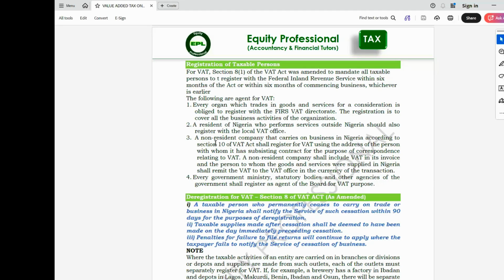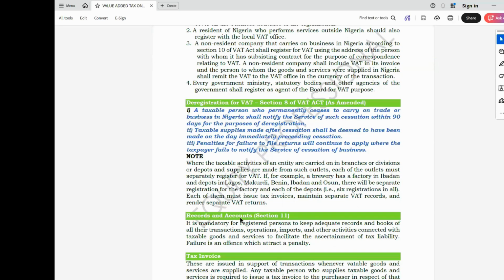So that process of telling FRS that you have ceased operation and you are not going to be liable to any VAT payment is what is called the deregistration for VAT. And according to the tax law, you have within 90 days from the date of cessation to notify the Federal Inland Revenue of your notice of cessation. Failure to notify the FRS is also an offense that attracts various penalties.